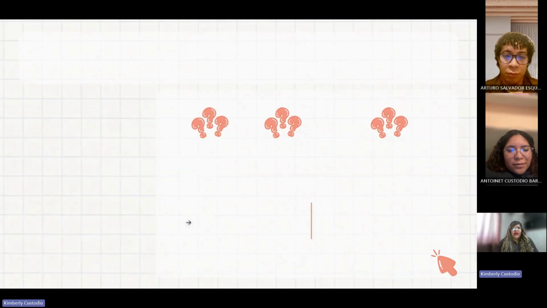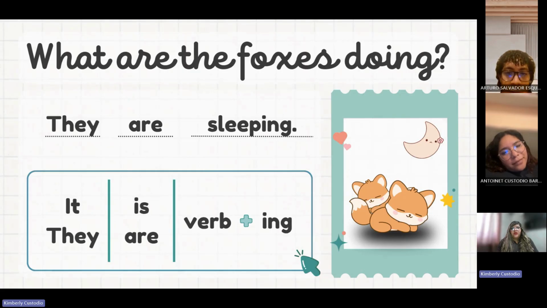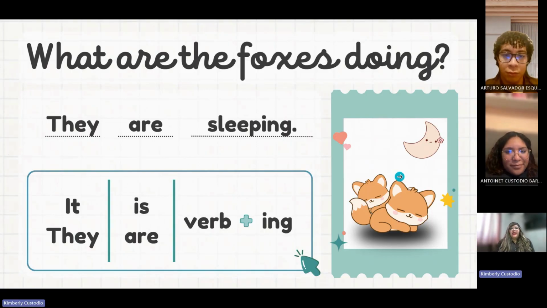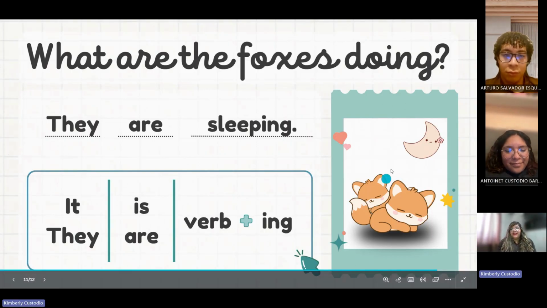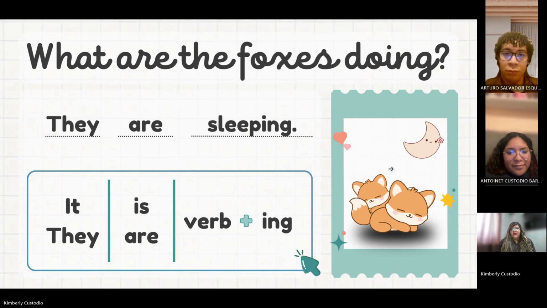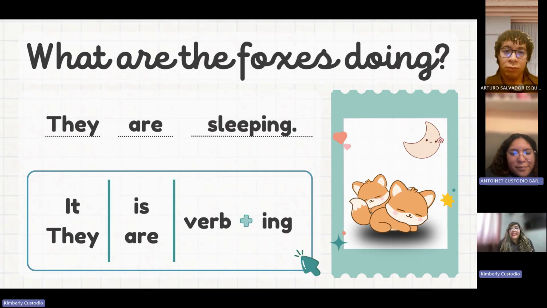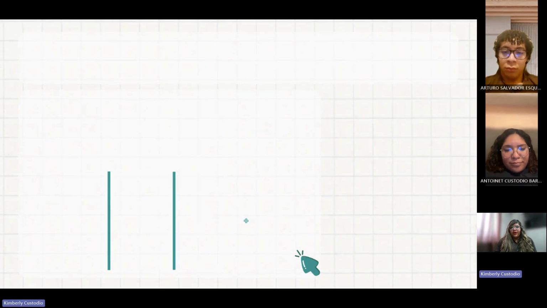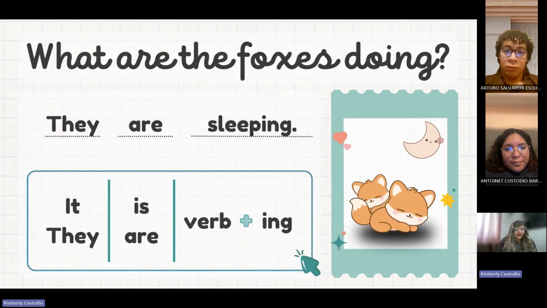Very good. Another one. We have these, they are foxes. Okay, Antoinette, can you tell us, please, what are they doing? They are sleeping. Yes, that is an action they are doing in this moment, and maybe they are going to continue doing in some minutes. Yes? Okay, just to remember, could you tell us, Antoinette, can you give us a summary of what did we learn during this lesson?